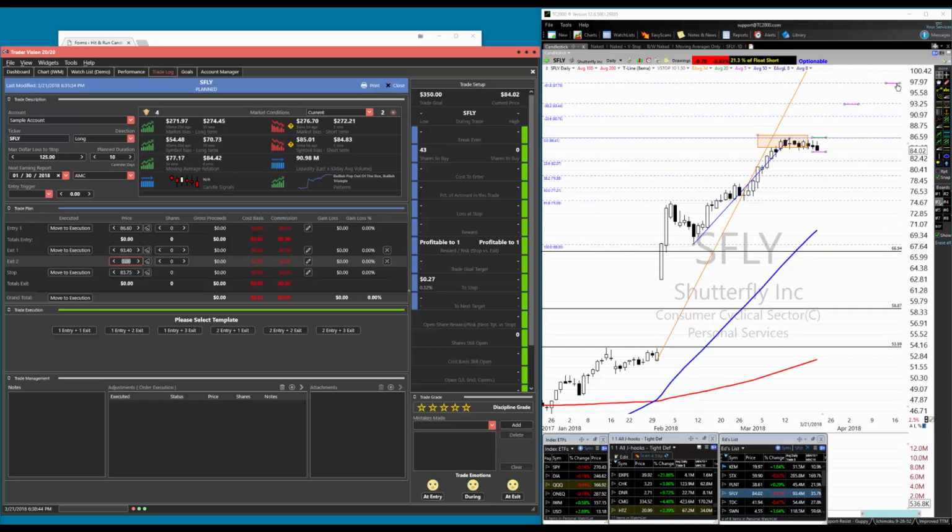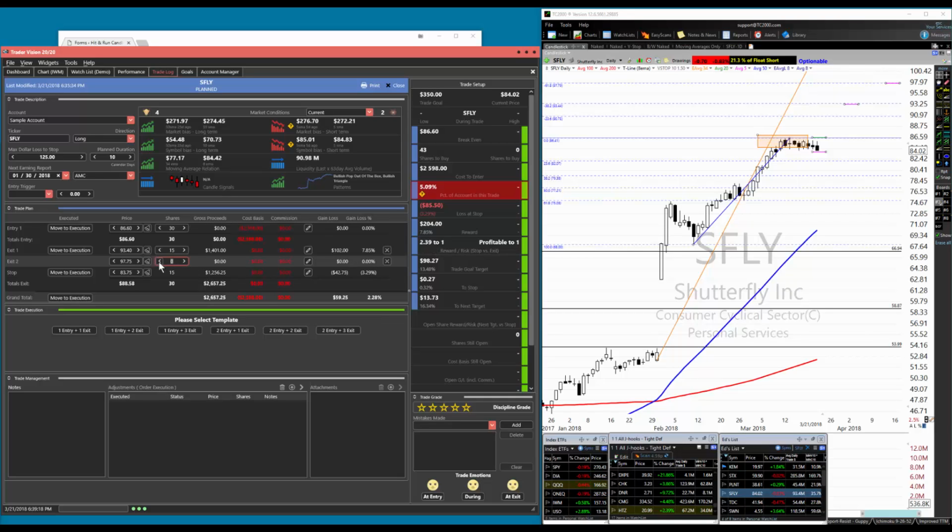$93.40, 97.75. Okay, 40 shares it says we can buy. I still think that's too much for this account. 30 shares gives me 5%, but just for argument's sake, let's say I could trade this. At that first target, I'm getting over 2 to 1. I'm getting 2.3, 2.4 to 1.